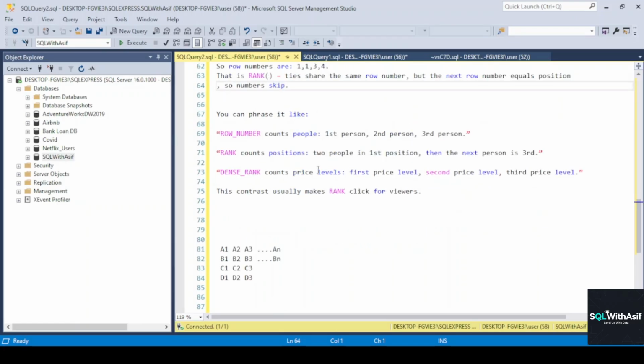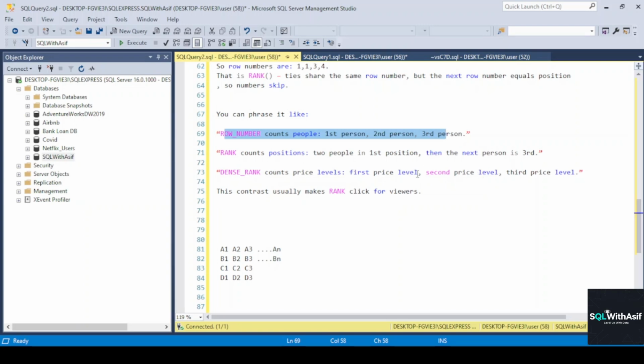Now we can phrase it like this, and in your interview you can phrase it like this: row number counts people, first person, second person, third person, unique rows, it doesn't matter to anyone. Rank counts positions, it doesn't count people, it counts position. Two people in first position, the next person is in third position. Dense rank counts price levels: first price level, second price level, third price level.